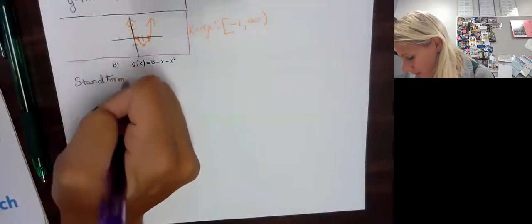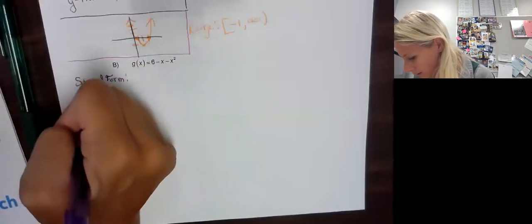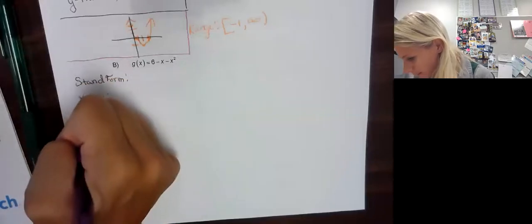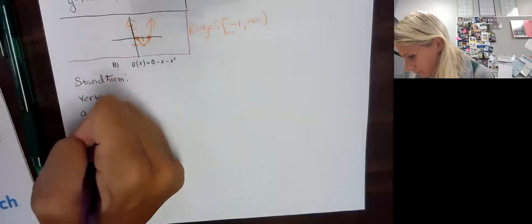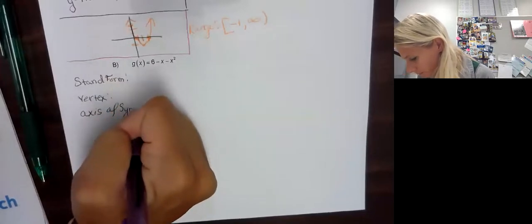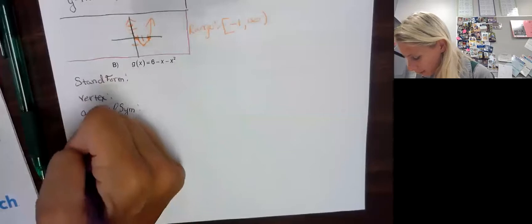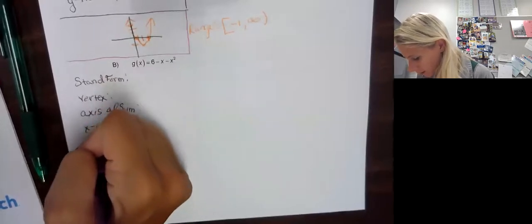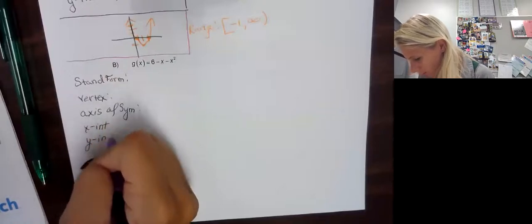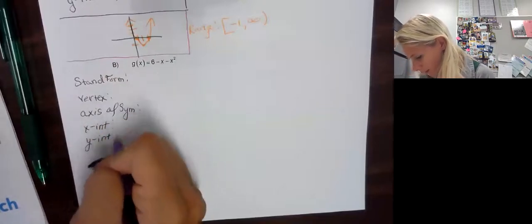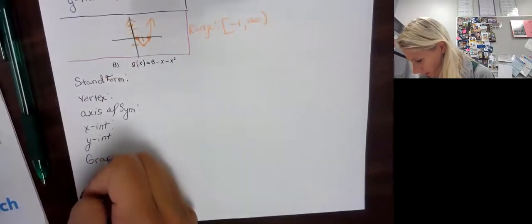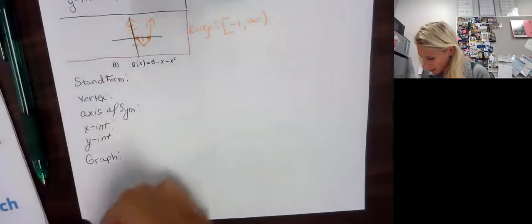Standard form, vertex, axis of symmetry, x-intercept, y-intercept. This time I'll remember to have my graph. And then our range.